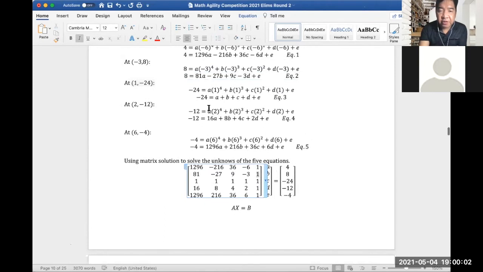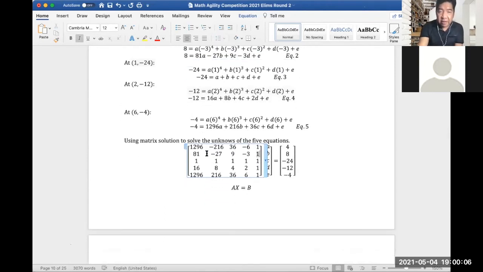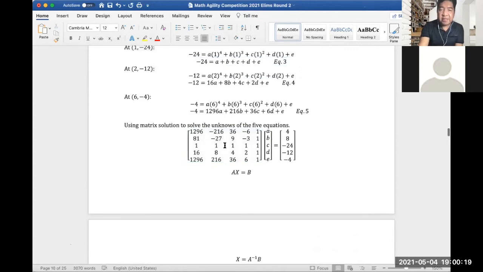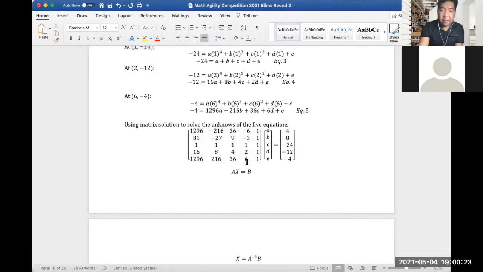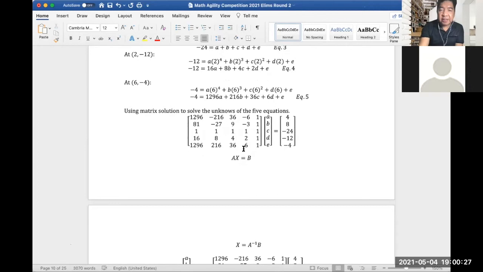Same thing with equation 3. So we got negative, positive 1. All of them are positive 1, right? On equation number 3. And then equation 4 would be 16, 8, 4, 2, and 1. And then for equation 5, that's 1296, 216, 36, 6, and 1 here.